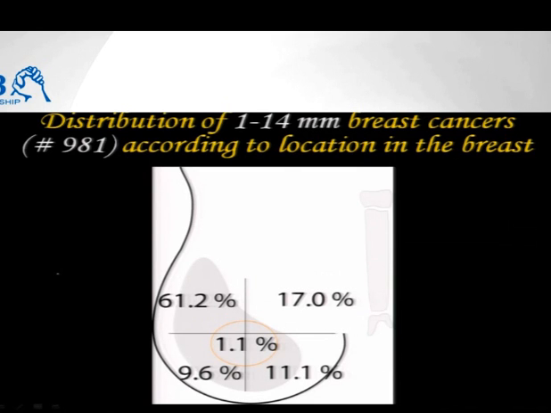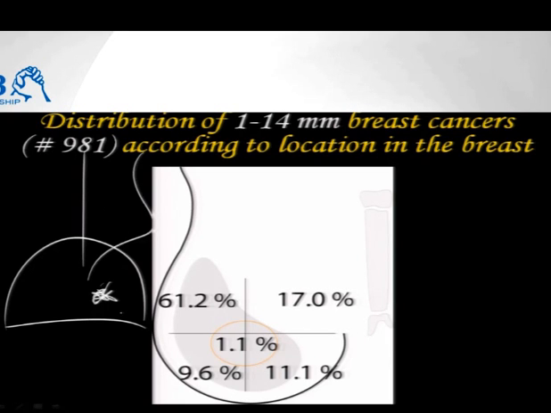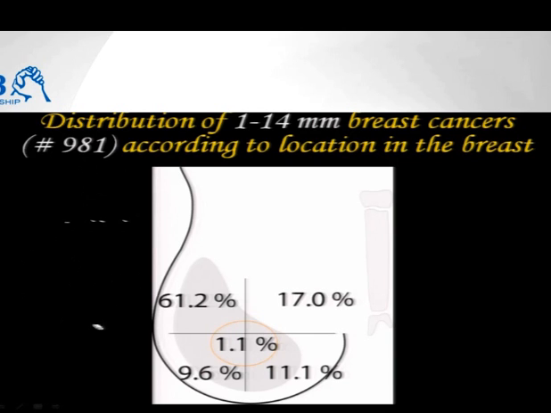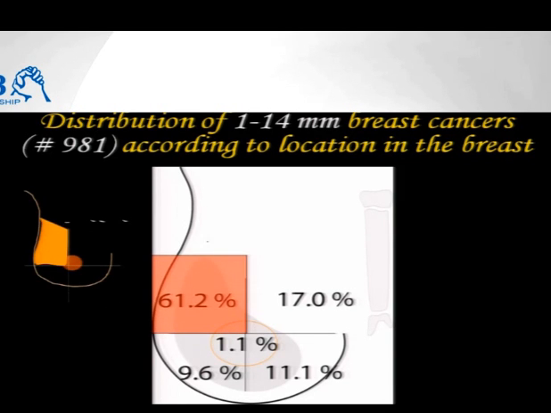For example, you see something in the CC projection, but you don't see it on the mediolateral oblique projection, and you ask your technologist, find it. Certainly, there is an 80% chance that it's in the upper half. Well, this also leads us to this conclusion, which we have known for 100 years, that the upper outer quadrant has most of the breast cancers.